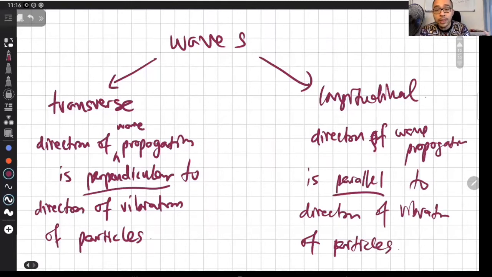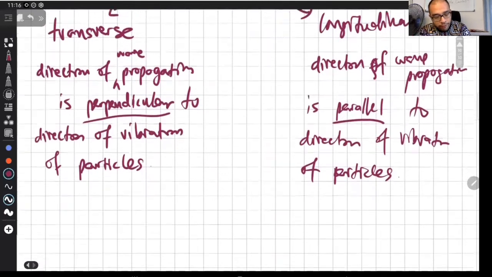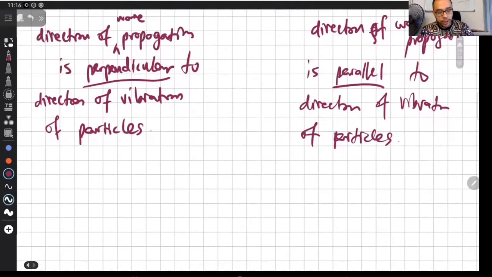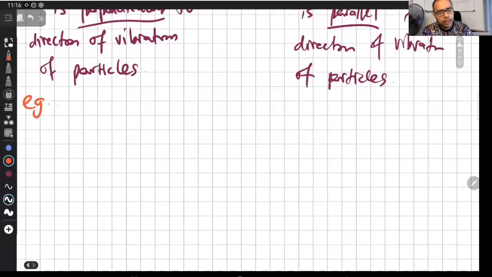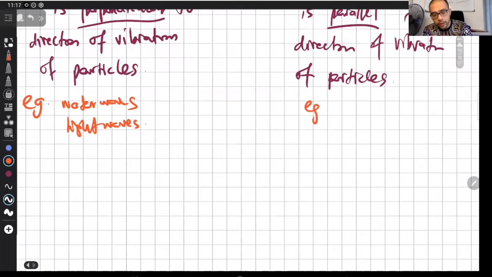Okay, so one is perpendicular, one is parallel. Let's talk about wave propagation now. The common examples. Let's talk about examples first. Examples of transverse waves: the most common is water waves, light waves. These are very common transverse waves. Longitudinal only has one, which is sound waves. This is longitudinal. Now, what do we mean by direction of propagation?